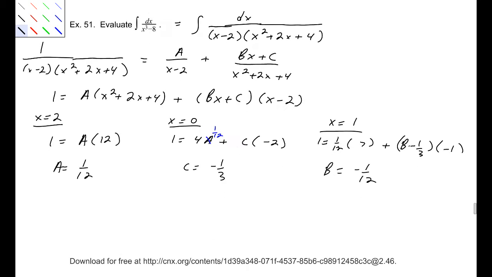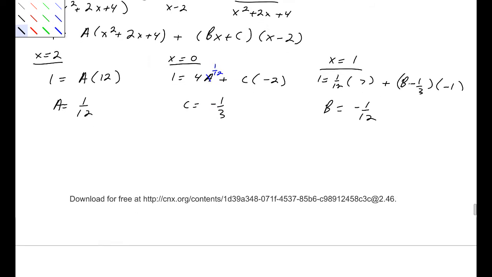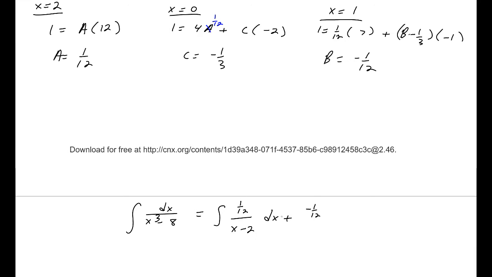So the integral that we are considering, and I'll go ahead and write this in this next page, the integral of dx over x cubed minus 8, is equal to the integral of 1/12 over x minus 2 dx plus, and we have negative 1/12. Oh, actually, let's just put it in one integral.